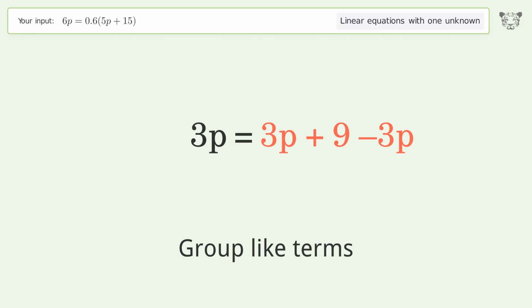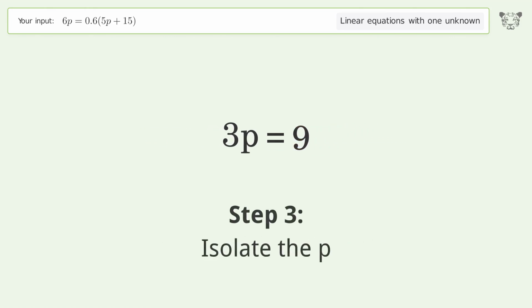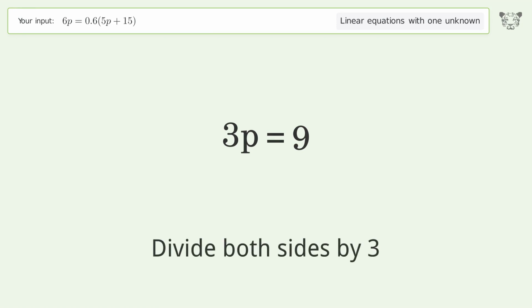Group like terms. Simplify the arithmetic. Isolate the p. Divide both sides by 3.